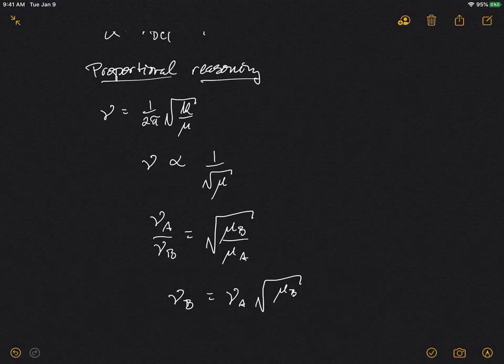Got a little ahead of myself. So we move mu B up. We would take the reciprocal of all this and move the nu A over to the right hand side, and that's going to give us nu B is equal to nu A times the square root of mu A over mu B. And again, both of those mu's are under the square root.